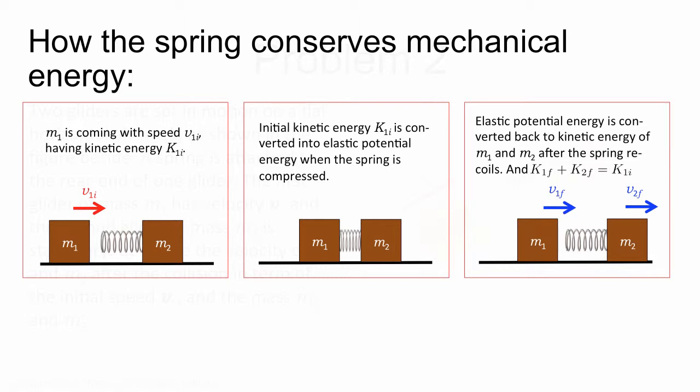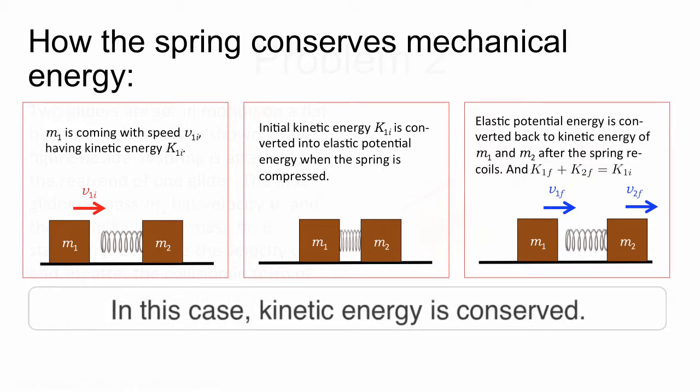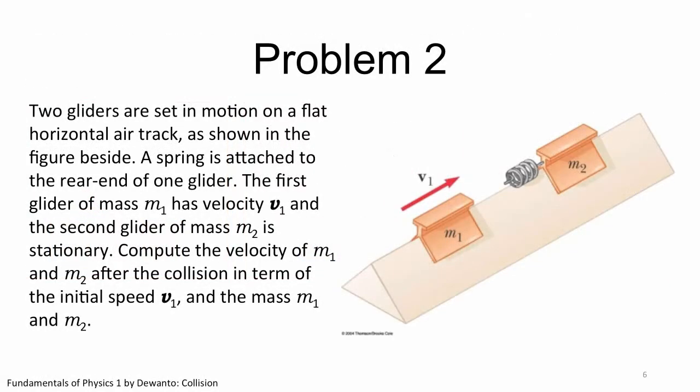If the spring is fully elastic and no energy is lost into the deformation of the spring, we should then expect that the total kinetic energy of m1 and m2 after the collision is the same as the initial kinetic energy of m1 before the collision, since m2 does not carry kinetic energy initially. In conclusion, this problem involves elastic collision, which means that both momentum and mechanical energy of the system are conserved.